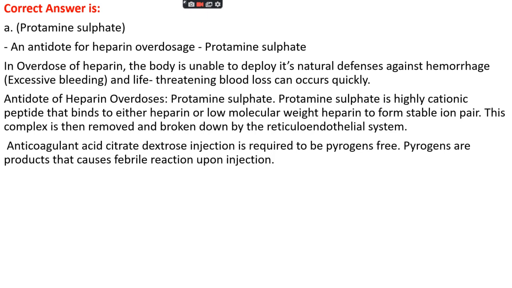The antidote for heparin overdose, protamine sulfate, is a highly cationic peptide that may bind to heparin or low molecular weight heparin to form a stable ion pair. This complex is then removed and broken down by the reticuloendothelial system. Anticoagulant acid citrate dextrose injection is required to be pyrogen free. We know that pyrogens are those products that cause febrile reactions upon injection.